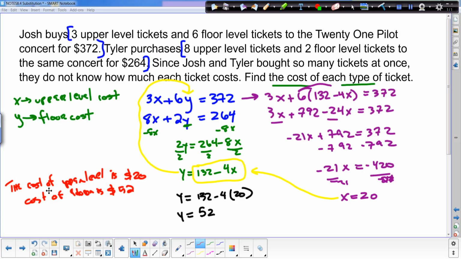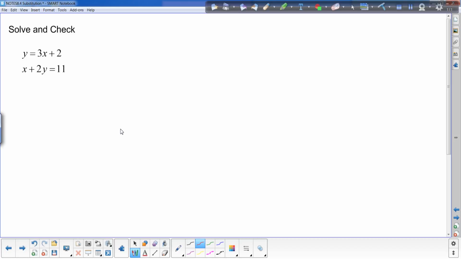Now, whenever you have a word problem, make sure you respond in a sentence, not just x's and y's. So here we have a problem. And again, we want to do a substitution. I want to get one of the variables by themselves. I already do. I have y by itself. So I'm going to take this and plug it into the other y.